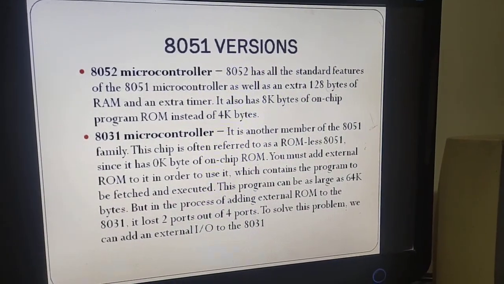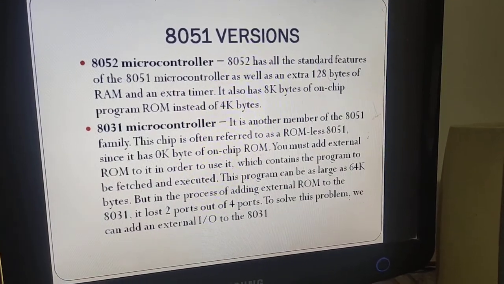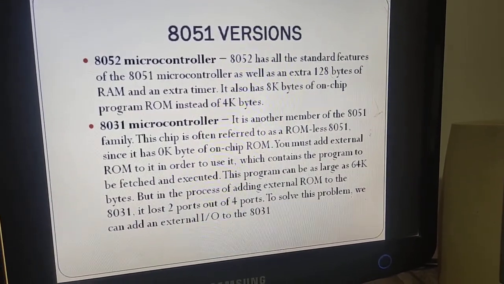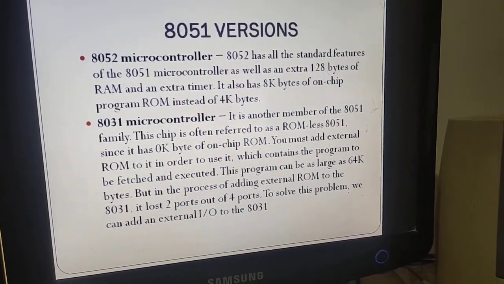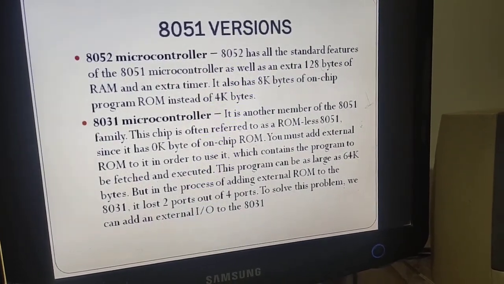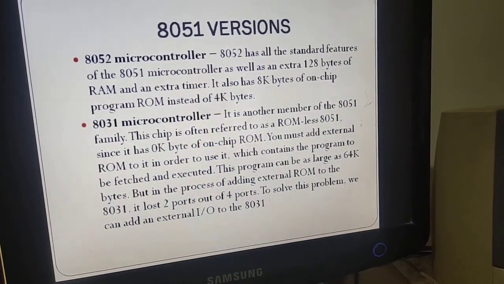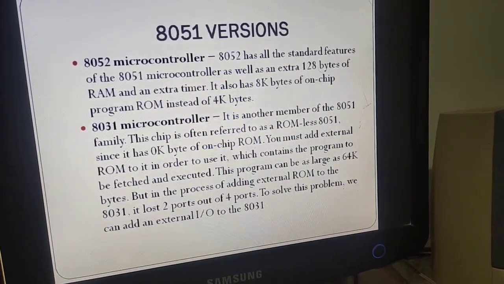One of the few versions here is the 8052 microcontroller, which has all the standard features of the 8051 microcontroller, as well as an extra 128 bytes of RAM and a timer. It also has 8 kilobytes of on-chip program ROM instead of 4K bytes.